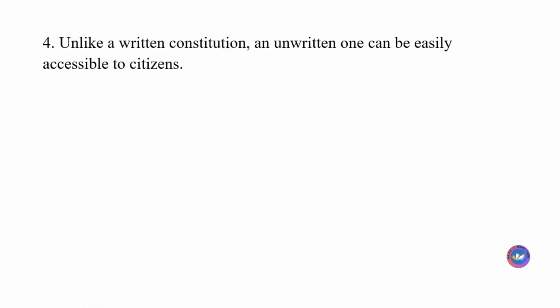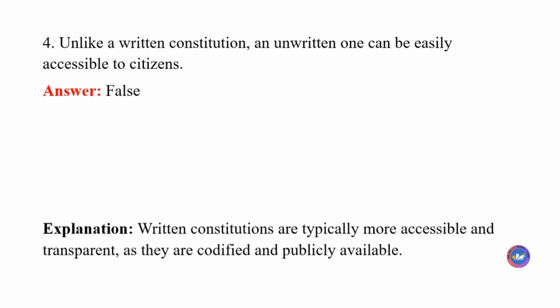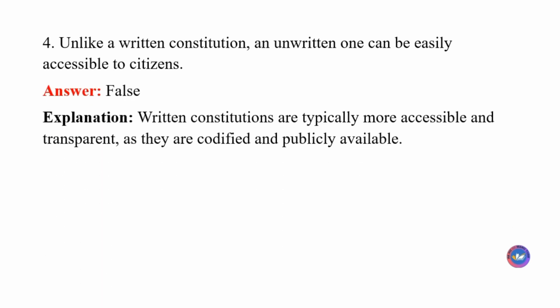Question number 4. Unlike a written constitution, an unwritten one can be easily accessible to citizens. The answer is false. Written constitutions are typically more accessible and transparent as they are codified and publicly available.